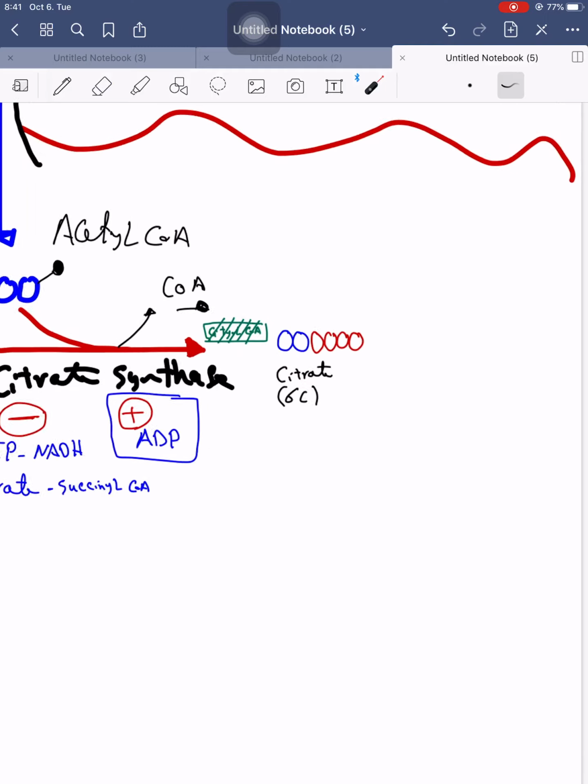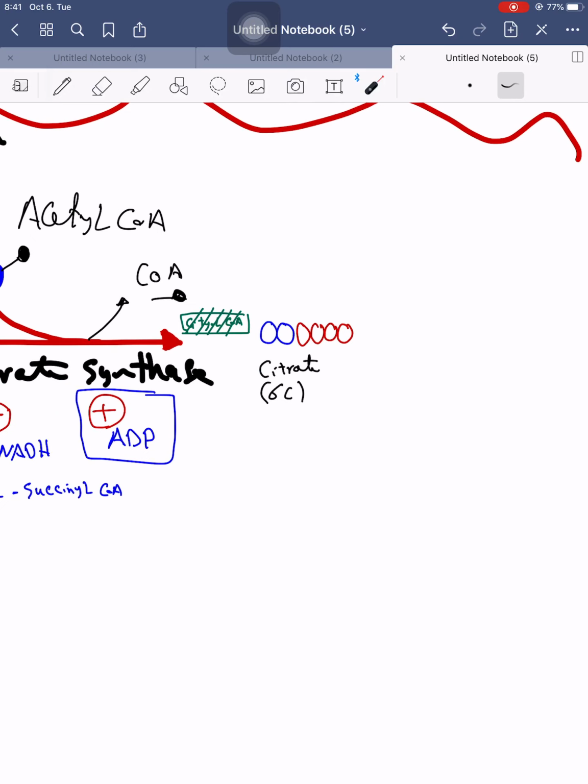Okay, so after citrate is produced, we have a reaction which is called dehydration and hydration. What does dehydration mean? Dehydration means I release water, and hydration means I add water. So we have the two reactions happening together. Who can do these two reactions, guys? A specific enzyme called aconitase.